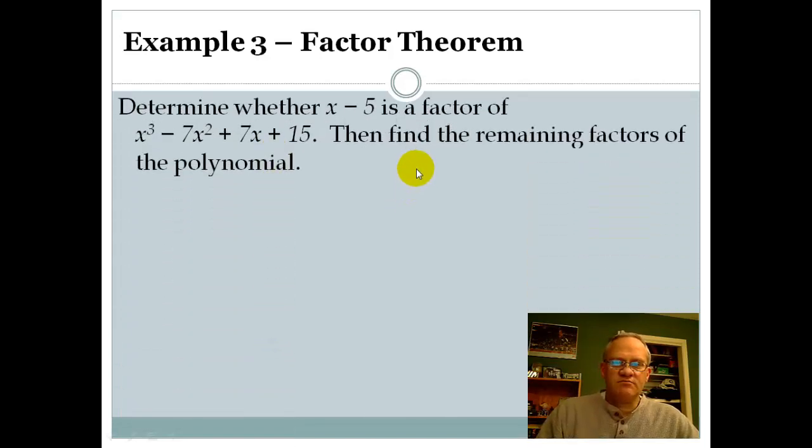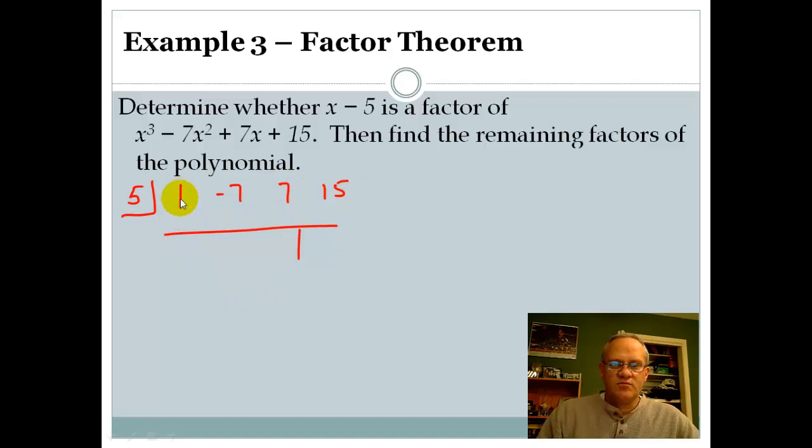One more, and then we're done. Same thing. Is x minus 5 a factor of this polynomial? And then find the remaining factors. All right, so what goes in the box? Positive 5. What are our numbers out here? We start with 1, negative 7, positive 7, 15.